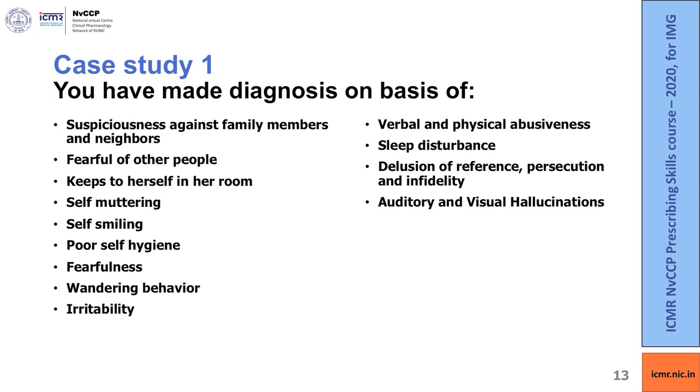So, we make a diagnosis of schizophrenia based upon manifestations from the history that she has suspiciousness against family members and neighbors, she is fearful, she has self-muttering, poor hygiene, wandering behavior and is irritable. She also has verbal and physical abusiveness and sleep disturbances. On examination, we found she has delusions of reference, persecution and infidelity, and auditory and visual hallucinations. Other than being obese with a high BMI, we did not find anything in the general physical examination, and the systemic examination for cardiovascular, respiratory and abdomen was unremarkable.